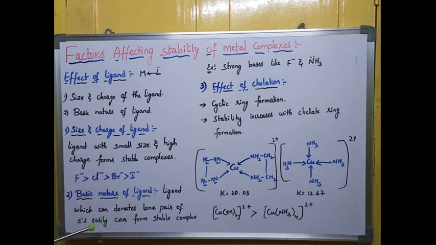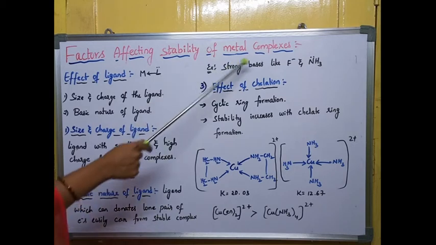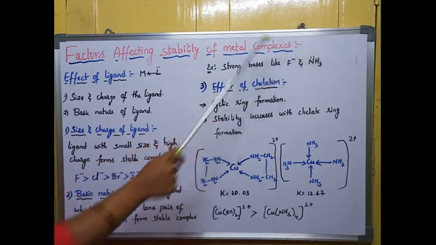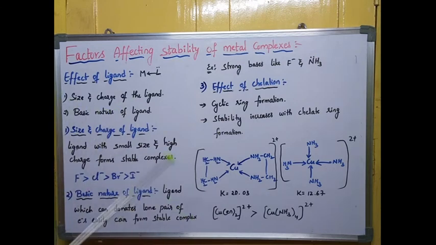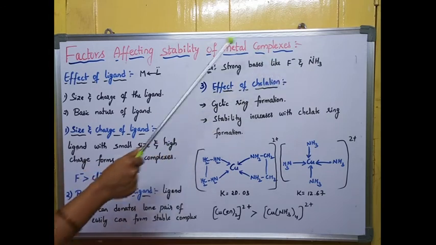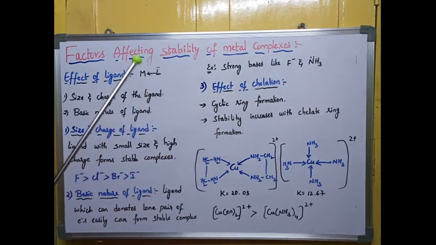The one which can donate electrons easily can form a stable complex easily. So a ligand which donates a lone pair of electrons easily can form a stable complex easily. I can give you the strongest bases as examples: F minus and NH3 are some examples. Because of the electrons, it should donate electrons, then it becomes more stable. So the strongest bases donate electrons easily to form a stable complex.